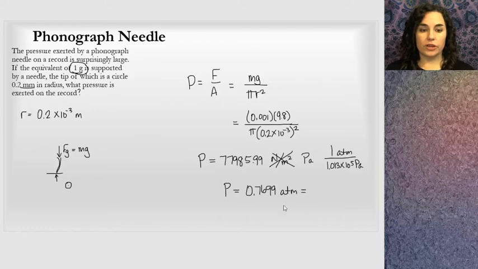When we figure out how many psi this is, 1 atmosphere is 14.7 psi. This equates to 11.3 psi, which is pretty substantial. It is surprisingly large for such a small surface and a small mass.